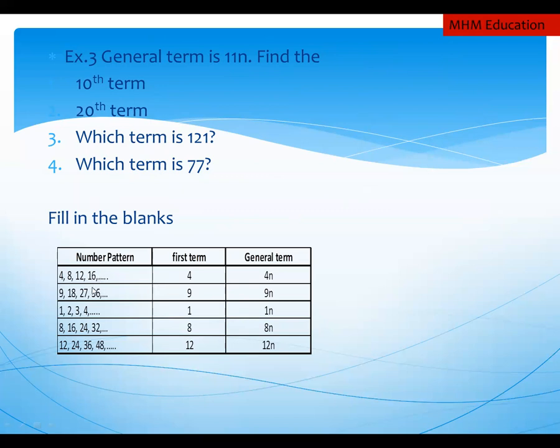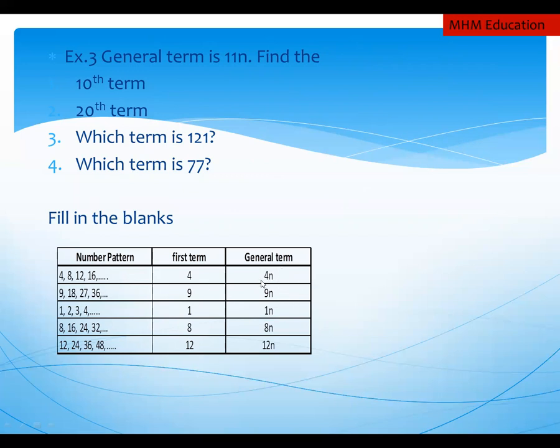Number pattern given certain number. There are some number patterns given here. For this number pattern, the first term is 4. For this series, the first term is 9. First term is 1 for this. First term is 8 for this. First term is 12 for this. So for all of these 5 number patterns, you will get the first terms here, and according to that, you will have to find out the general term, which is 4n for this one.